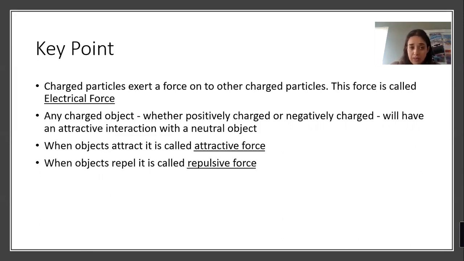Any charged object, whether positively charged or negatively charged, will have an attractive interaction with a neutral object. That was the example we just saw in the video of the comb attracting the neutral pieces of paper. When an object attracts, it is called an attractive force, and when an object repels, it is called a repulsive force. These two are new vocabulary words that we need to have at the forefront of our minds, and it's important that we have them in our notebooks so that we can refer to them later on.